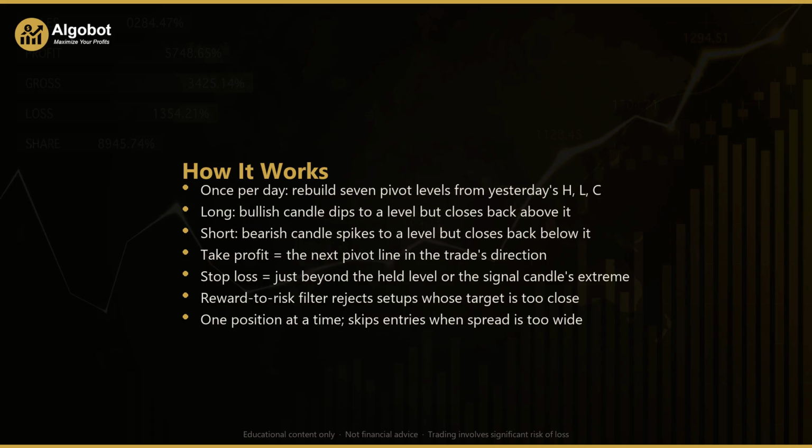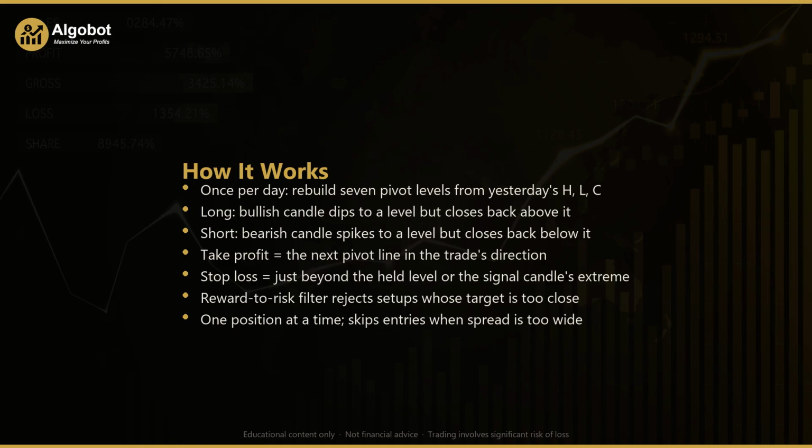Now to the entries. For a long trade, the strategy detects a bullish candle, one that closes higher than it opened, whose low dips down to a pivot line, or even pierces slightly below it, but which then closes back above that line. That tells us the level acted as support and held. The expert advisor buys the bounce. The take profit is placed at the next pivot line up, a real structural target. The stop loss is set just beyond the held level or the candle's low, whichever is lower, plus a small buffer. The short side is the mirror image.